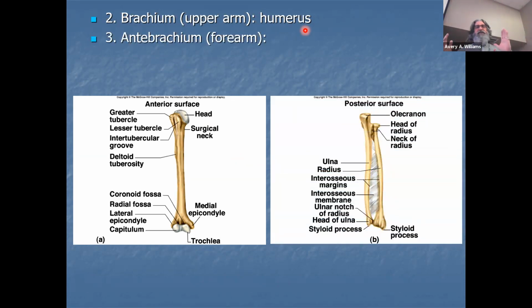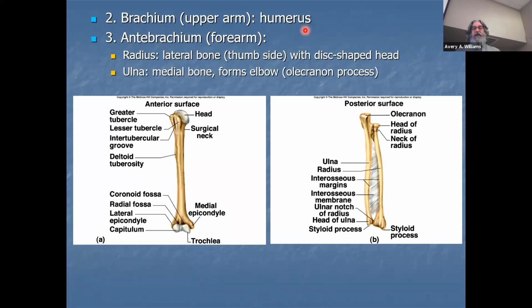The next segment of your upper appendage is your forearm, or the antebrachium. Remember that? Antebrachium. And remember, the antebrachium, between the elbow and the wrist, has two bones, the radius and ulna. Now, you should know which one is which. There's a lateral one and a medial one. Remember the anatomical position, standing in the anatomical position? You see me doing that? Anatomical position. Palms forward. Remember, your thumb is lateral and your pinky is medial.